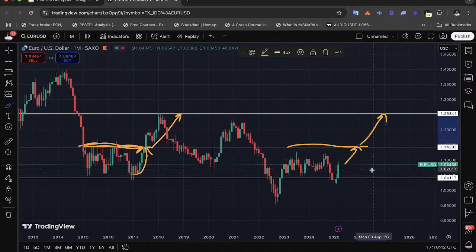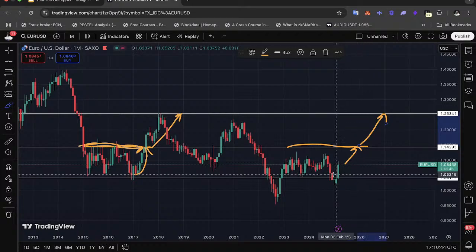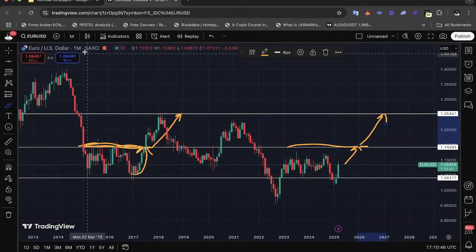So let's go down to the lower time frame to see more clearly the market direction.